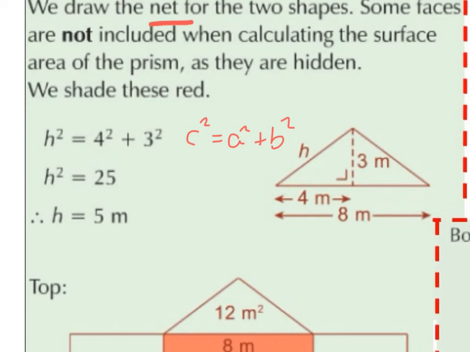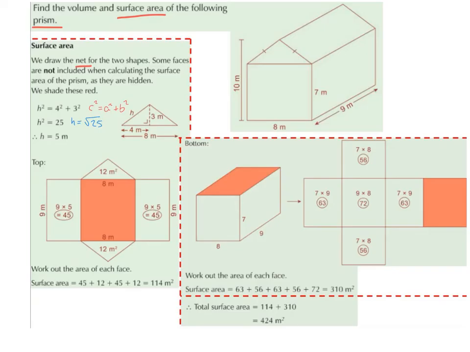So long as the longest side is the one that is on the left of the equal sign. So the longest side must always be the c. So 4 squared is 16, 3 squared is 9, and 16 plus 9 is 25. So if h squared equals 25, then h will equal the square root of 25, and the square root of 25 is 5, so h will equal 5 meters.